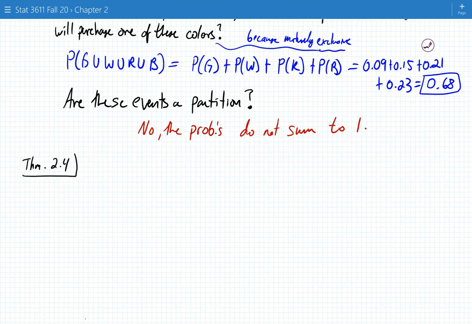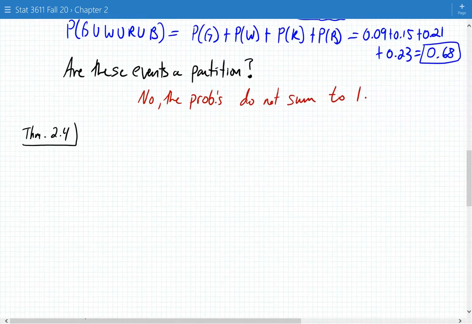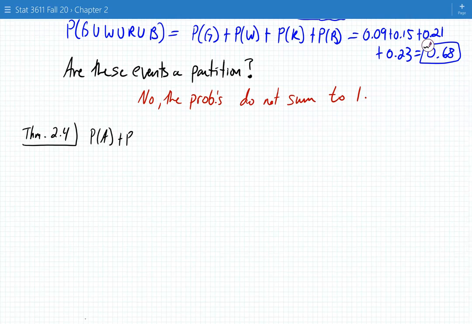Talk about theorem 2.4 really quick. Specifically because this theorem will relate to partitions, which is something we were just discussing earlier. Theorem 2.4 says that the probability of A plus the probability of A complement is equal to 1. And this idea of calculating the probability and its complement and have them add up to 1 is very nice. Because what this means then is that the probability of A is equal to 1 minus the probability of A complement.